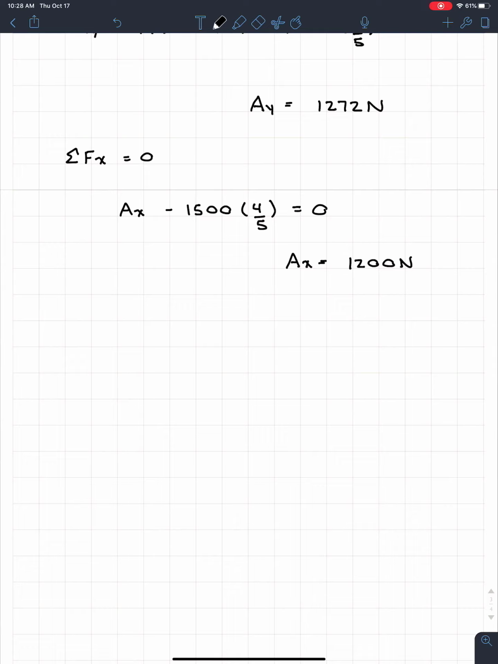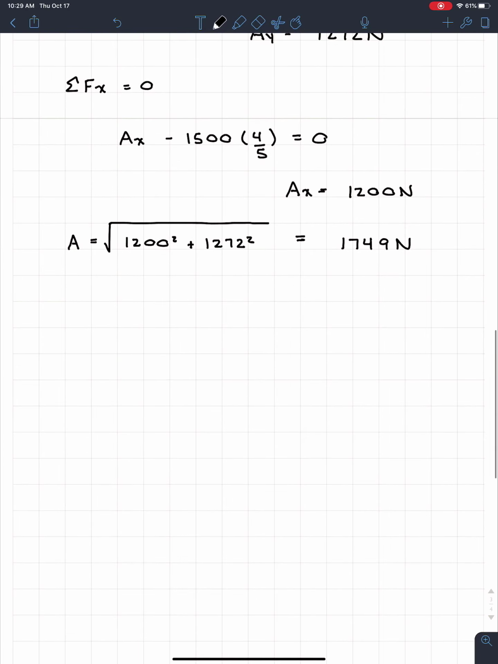We can solve for the magnitude now, which is A, using the exact same thing we did before: it's going to be the square root of all the components squared. So AX squared, 1200 squared, plus AY squared, 1272 squared. I bring the square root over, and in the end, I get 1,749 newtons.